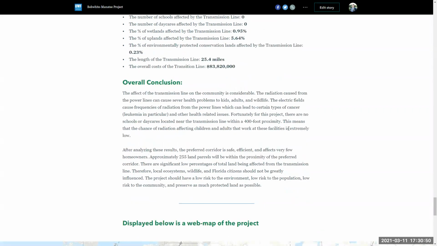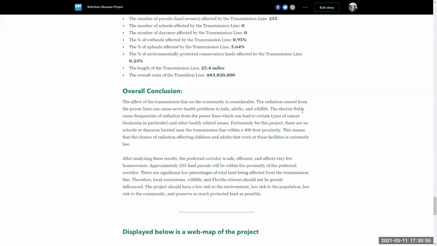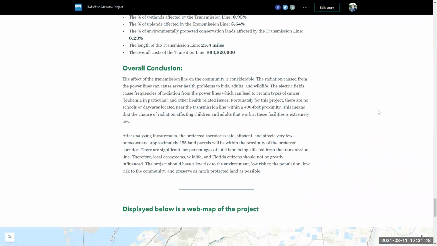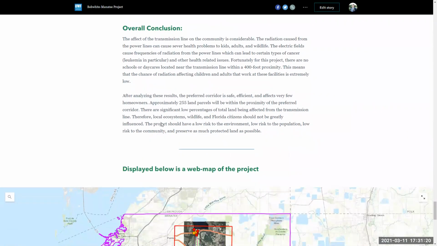So what is the so what factor here? The overall conclusion is that this is a considerable course of action. This transmission line can cause radiation to cause leukemia and other health issues from the electric fields that are caused from the frequencies of these power lines. But fortunately, again, for this project, there are no schools or daycares located within proximity of the transmission line. We only have 53 homes being affected, with 255 land parcels, and a lot of that is farmland.